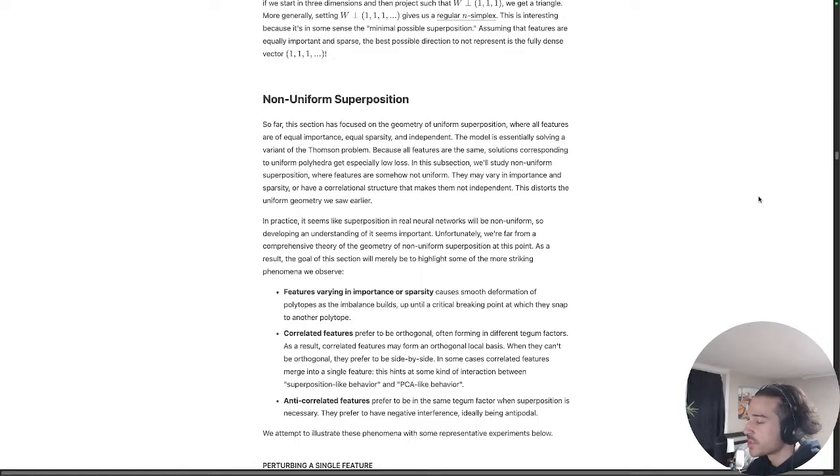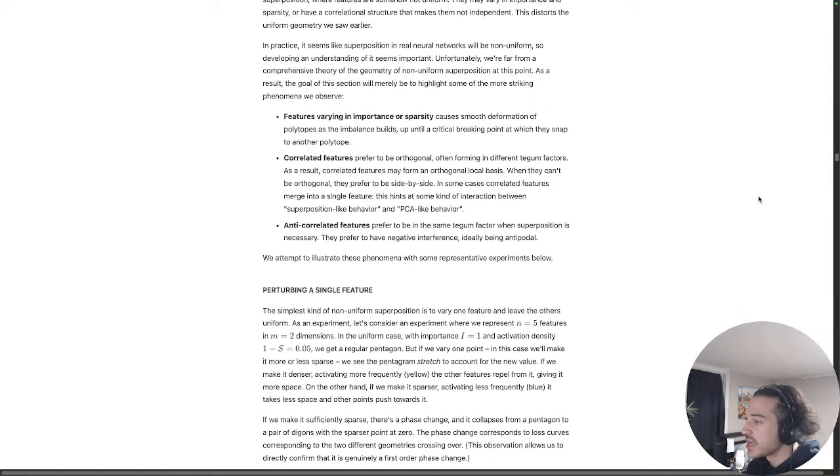Anti-correlated features prefer to be in the same Tegum factor when superposition is necessary. They prefer to have negative interference, ideally being antipodal. We attempt to illustrate these phenomena with some representative experiments below.